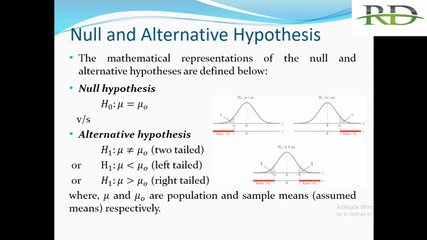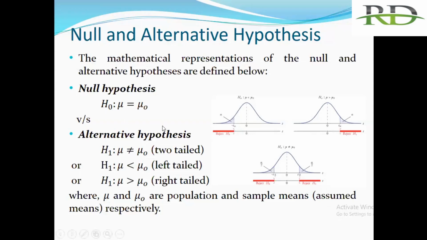This mu naught can be your choice. It can be my choice. It can be the choice of the researcher, anybody. So what this means, mu is equal to mu naught. This means that I am testing for mean. And I am testing whether mean is equal to 155 centimeters. So this becomes my null hypothesis.